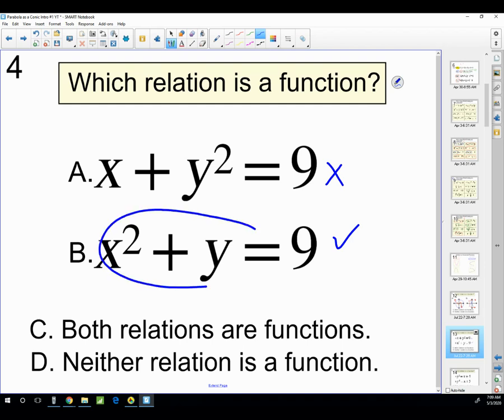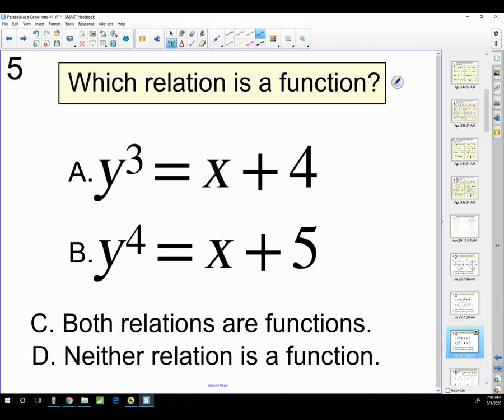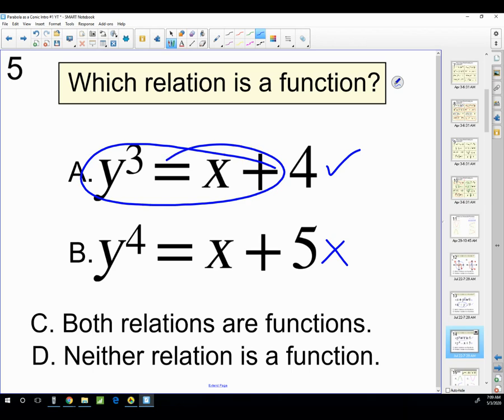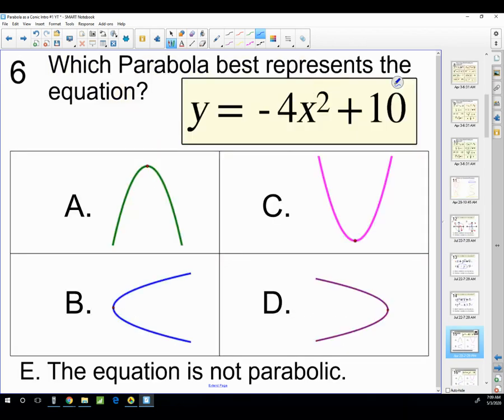So the answer to number 4 is B. If y is to an even power, then it's not a function. Now, mostly what we're going to see is to the 2 power, but it could be like this. Function, not a function. The answer to number 5 is A. All right, let's see what's next.